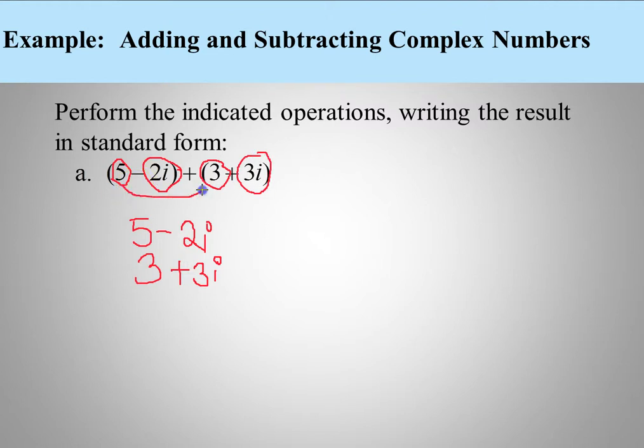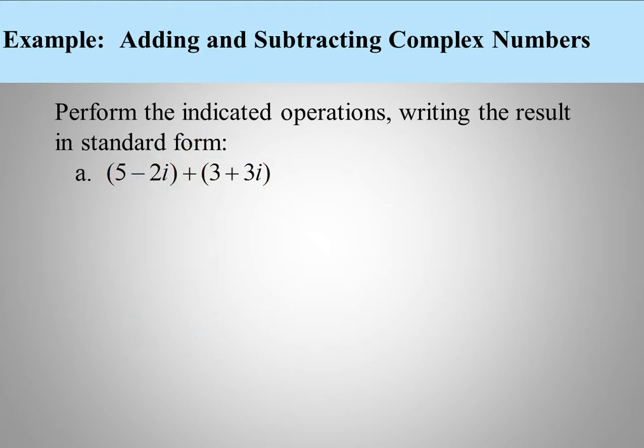So I'm adding real numbers with real numbers, imaginary numbers with imaginary numbers. It's just like adding like terms. 5 plus 3 gives me 8 here. Negative 2 plus positive 3 gives me plus 1i. I don't have to write a 1, I would simply write i. See? I'm going to put all the real numbers together and all the imaginary numbers together. Go ahead and add it. I get 8 plus i.